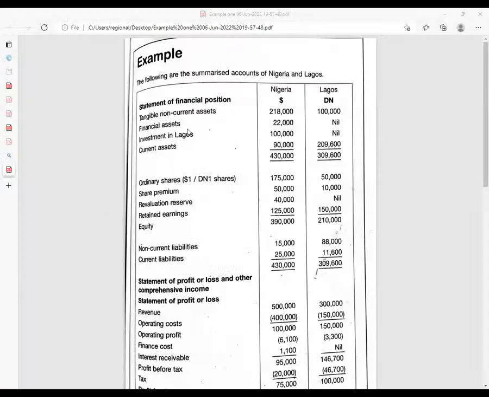I appreciate what you guys are telling me, but the next thing that I would have done is to go to the pro forma. I'll go straight away to the statement of financial position. So I'll mention there that the name of the company is the Nigeria Group statement of financial position.